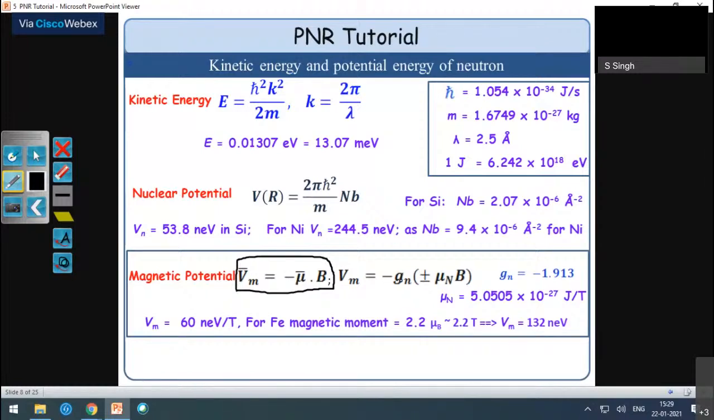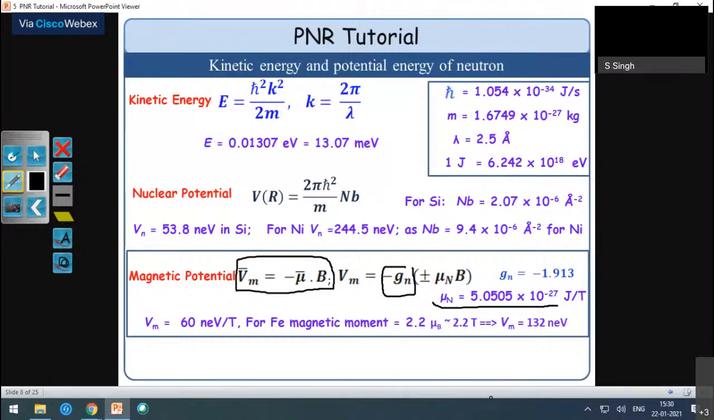This becomes minus, because this Z value is minus 1.3. This becomes a positive value then, and then we have inside plus minus. So for spin up, we have plus Gn mu n B, with Gn just a constant value. So minus Gn is plus 1.913. Mu n we can calculate. As we said, this is the neutron magneton, the nuclear magneton.